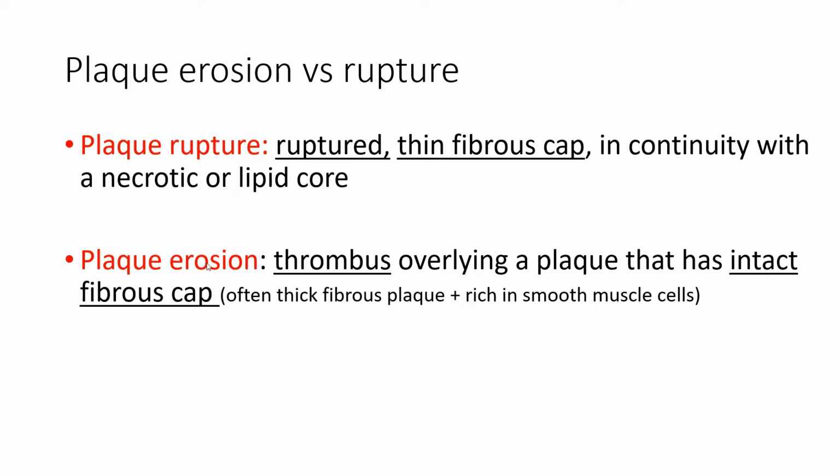Plaque erosion, on the other hand, is a thrombus formation over an intact fibrous cap. There is no plaque rupture, no cap rupture. In fact, the fibrous cap is often a thick fibrous cap. So we have a thrombus on top of a thick fibrous cap, and that thick fibrous cap is rich in smooth muscle cells. So no cap rupture in plaque erosion, just thrombus over a fibrous intima most often. Plaque rupture has a ruptured thin fibrous cap.